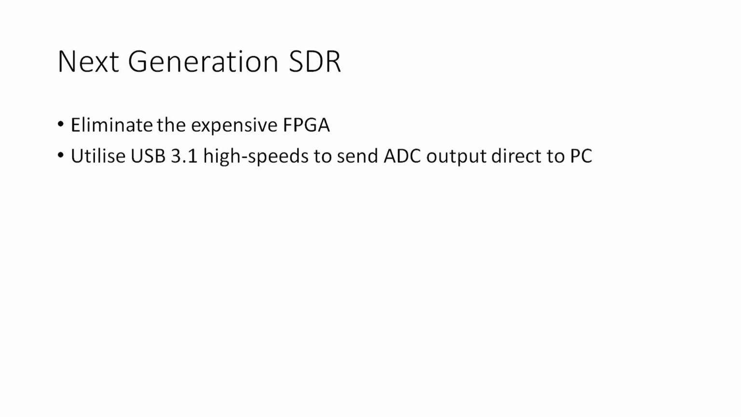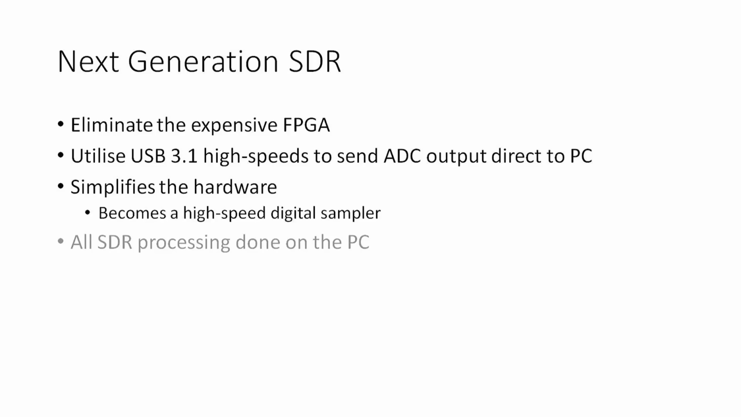The reason that's feasible is because now we've got USB 3.1 and 3.2, we can do high-speed data over USB quite easily. So 10 megabits is relatively easy over a USB 3 port these days. This greatly simplifies the hardware, because all it comes down to is using a digital sampler at the front end. Everything else is in software, so all the processing can be done on the PC.